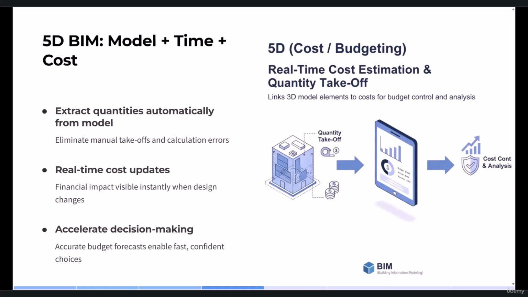So the quantity of materials comes directly from the model. The costs are linked. Any design changes immediately update the cost. For example, flooring is changed from stone to ceramics. In the traditional way, it takes some days until the new costs are updated. But in the fifth dimension, in the shortest time, the material, transportation and installation labor costs will be updated.